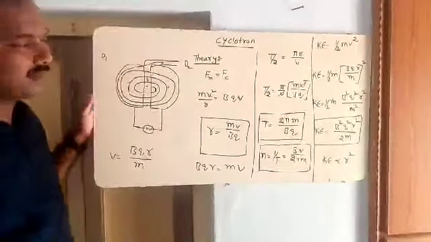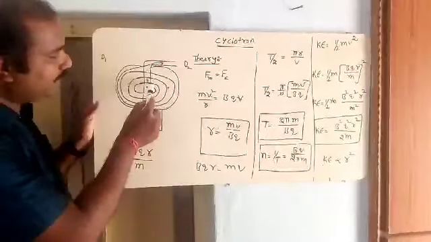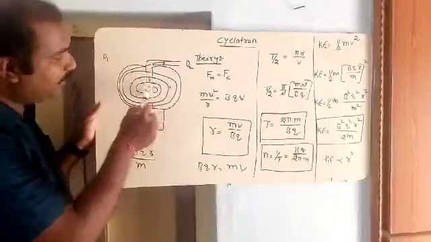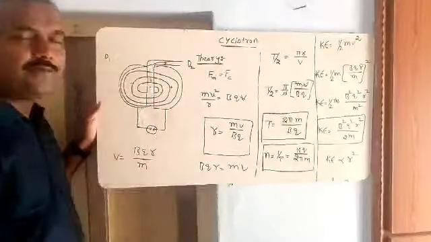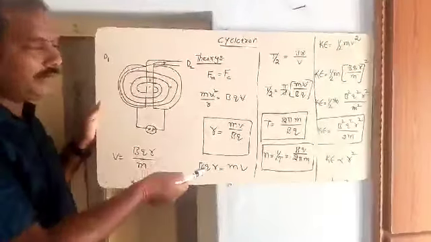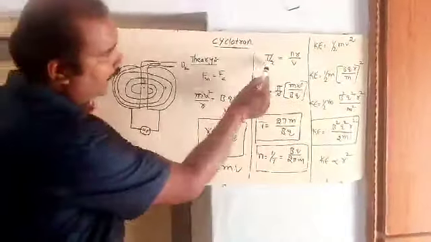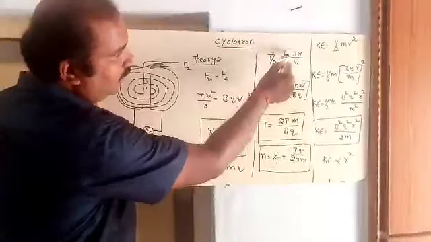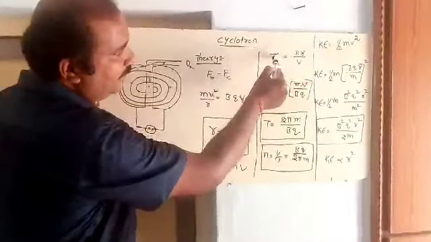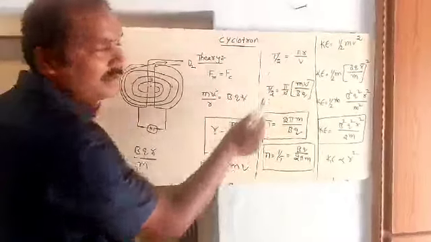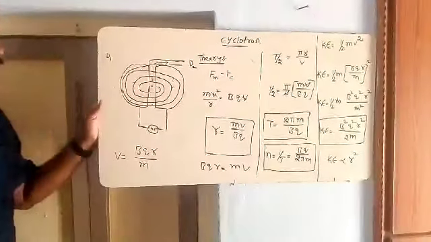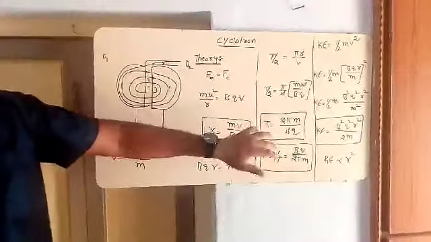How is it possible to find the resonant frequency? Here you see how much time it takes. If it is the complete circle, from here to here it takes half of the time period. Half of the time period for half of the circle. So t by 2 is equal to, if it is complete, time period t, 2 pi r by v. If it is half of the circle, it will be t by 2 is equal to pi r by v.